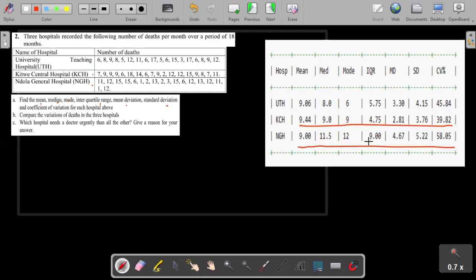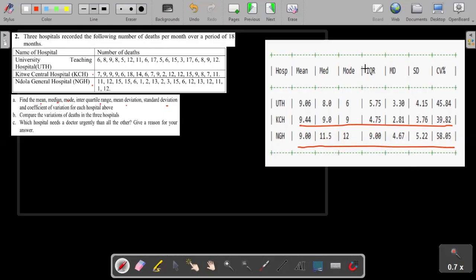Come on, guys. You can see the numbers there. So which one do you think has a lot of deaths according to the numbers that we have? Okay, the NGH, exactly. So you just take a look at the interquartile range, the mean deviation, the standard deviation, and even the coefficient of variation.